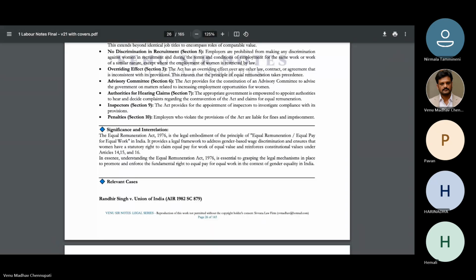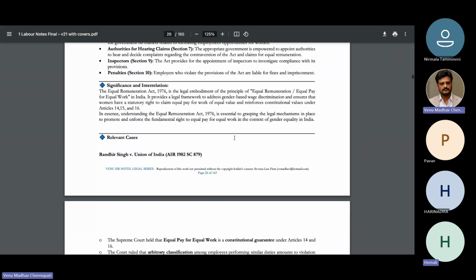Okay. Relevant cases are Randhir Singh. Randhir Singh is that constable driver. Is it the same case? That's the same Delhi case. Delhi driver. It's related to women, no? How is this? Okay, maybe it's equal pay for equal work.